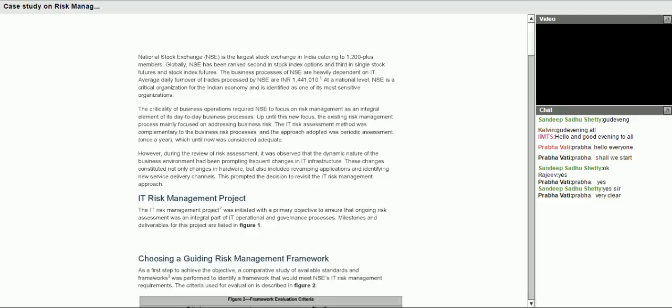Let's start. It's a small case study on risk management. So it is on NSE, National Stock Exchange. NSE is the largest stock exchange in India, catering to 1200 plus members. Globally, NSE has been ranked second in stock index options and third in single stock futures and stock index futures.